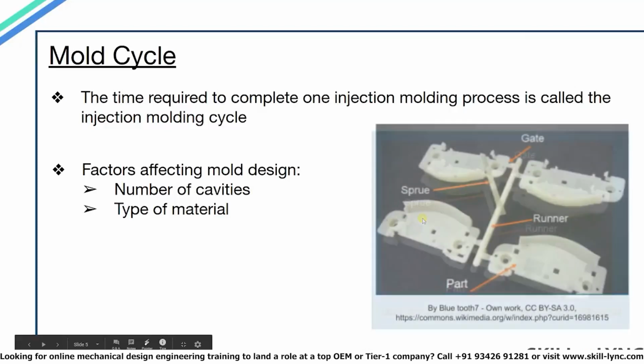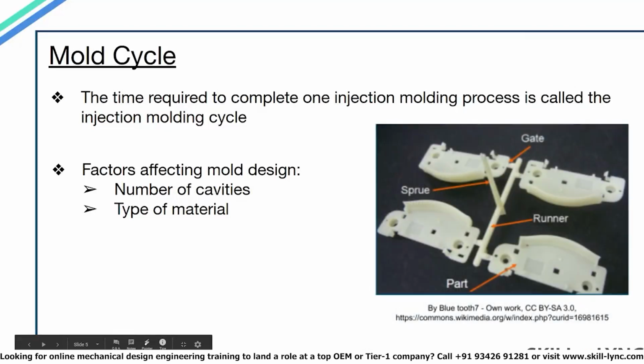To explain the next few factors, I will have to first explain what runners and gates are. Remember, I mentioned how the molten material passes through the injection barrel and moves to the mold. There are also other components present in between. From the nozzle at the end of the injection barrel, the material first enters the sprue.